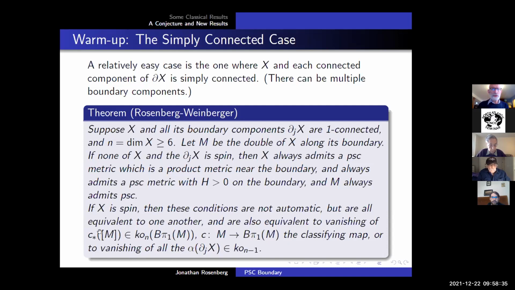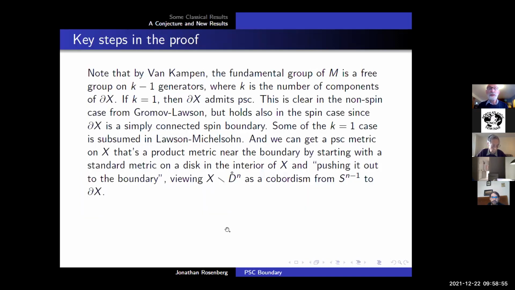And then you can show that the vanishing of this class is equivalent to the vanishing of all the alpha invariants of the various boundary components. All right, so let me tell you a little bit about this. As I said, by Van Kampen's theorem, the fundamental group is a free group on k-1 generators, where k is the number of components of the boundary.